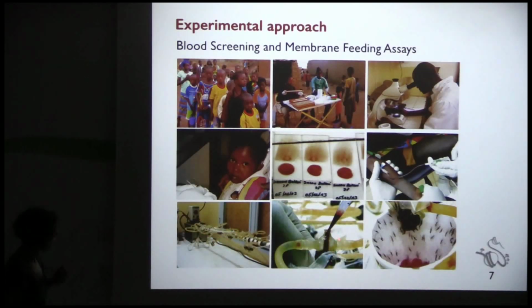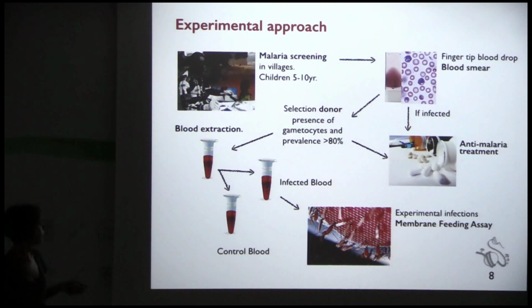thing, we infected mosquitoes experimentally. So the blood is disposed in this valve, and then through a membrane, a parafilm, it's put in contact with the mosquitoes, and the mosquitoes get crazy to feed on this, and then the mosquitoes get infected. This is a schematic, the same thing schematically.